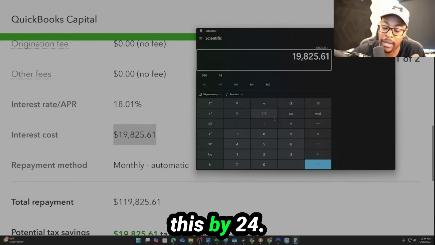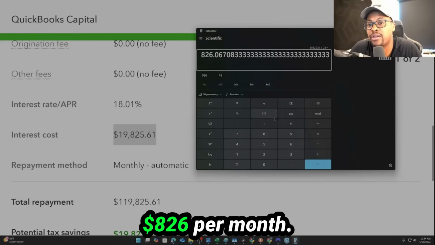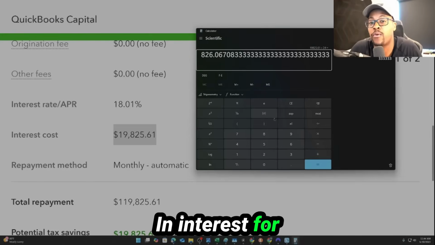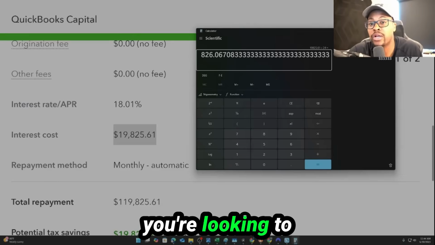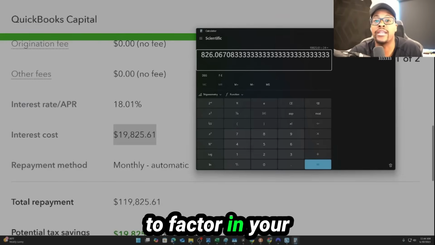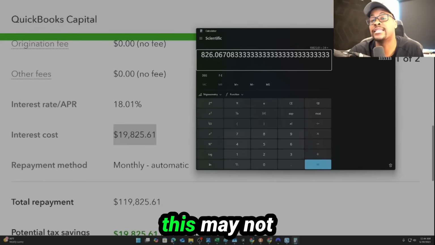So let's divide this by 24. One way I look at this is that it's going to cost you about $826 per month in interest for this $100,000 business loan over 24 months. Now, whenever you're looking to borrow money, you always have to factor in your business model as well as the cost of capital, because in some instances, this may not make sense.